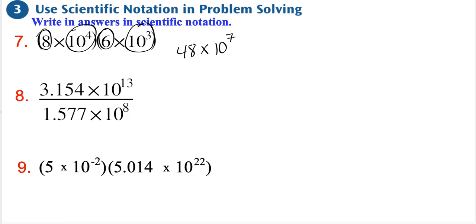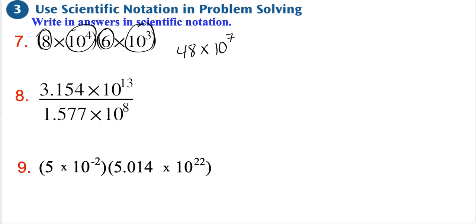All right, you might feel like you're done here because you're like, I multiplied and I got my 48 and I got my 10 to some power. However, we have to make sure that we look at this front number and ask ourselves, does it follow the rules that we were using with scientific notation? Is that a number that is less than 10? No. So that's where this gets a little bit tricky, okay?